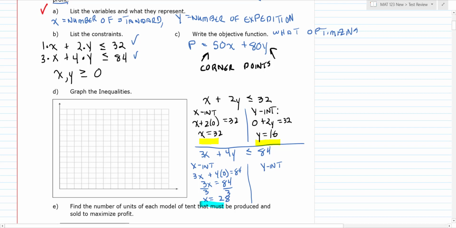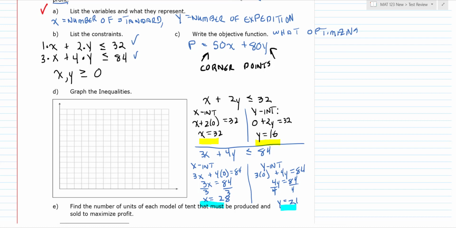Okay, so we got that piece of information now. Then we're going to do the y-intercept. Let x be 0, so that would be 3 times 0 plus 4 times y equals 84. That's 4y equals 84. Divide by 4. You're going to get what this is. So 84 divided by 4, I think, is 21. Okay, use your calculator to get those things figured out.